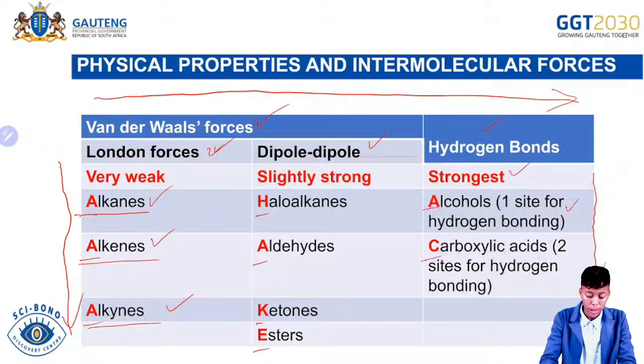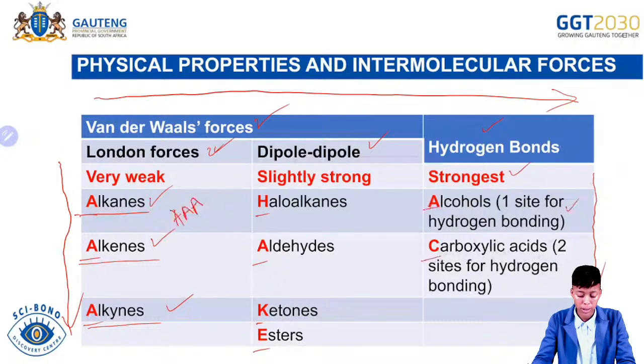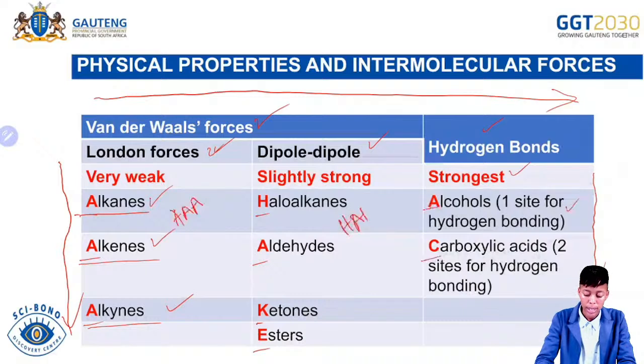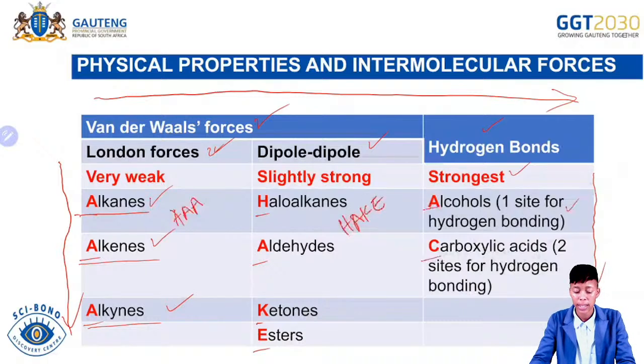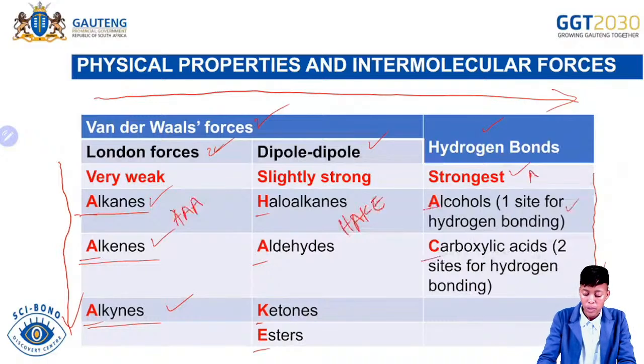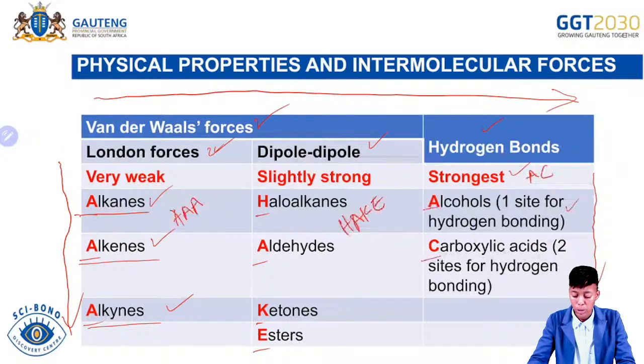So for the London forces, we said you can use your triple A, that is alkane, alkene, and alkyne. For the next one, we said you can use the word HAKE, so your HAKE will be haloalkane, aldehyde, ketones, and esters. And for the last one, you can use AC. So triple A, HAKE, and AC. The A would be your alcohol, and the C would represent your carboxylic acids.